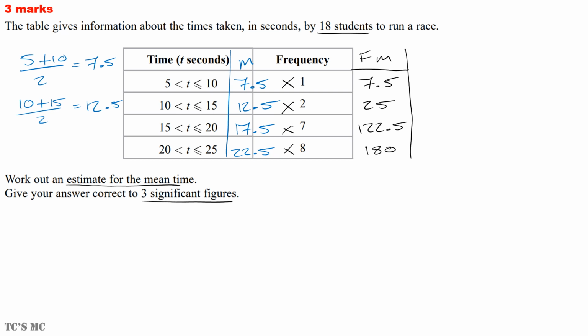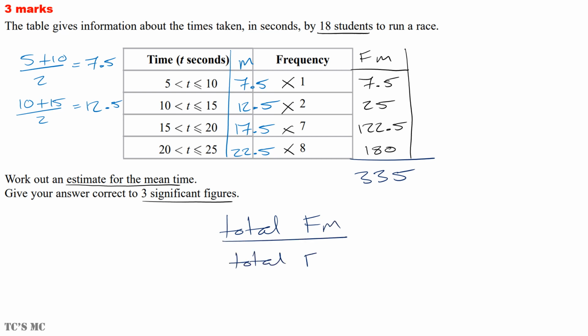Next, we need to work out the total of the FM. If we add up 7.5, 25, 122.5 and 180, we get 335. Next, we need to do total FM divided by total F, so the total frequency. That is 335 divided by 18. Remember, the total number of students is 18. We now have our 2nd mark.